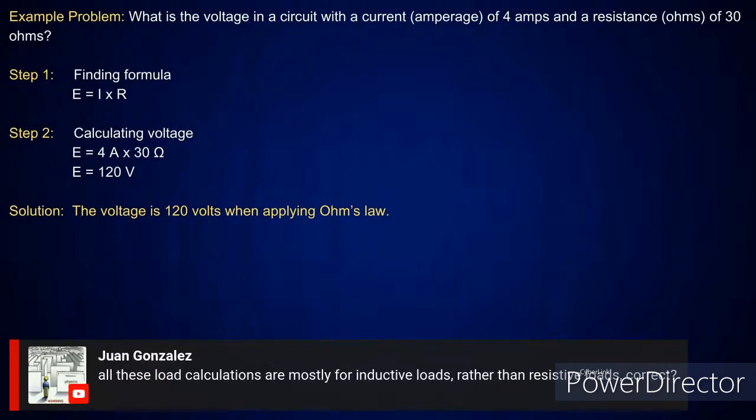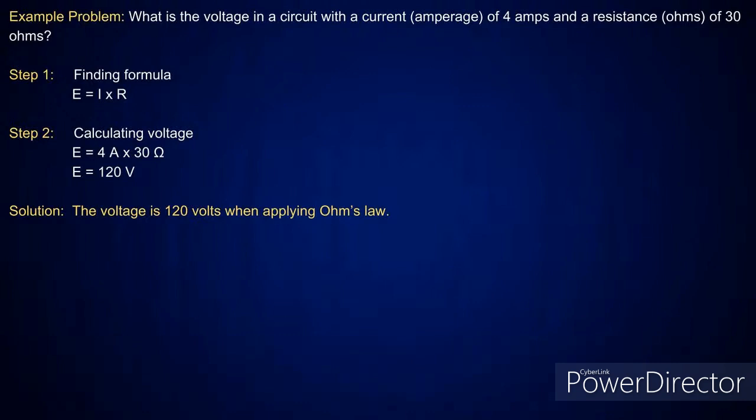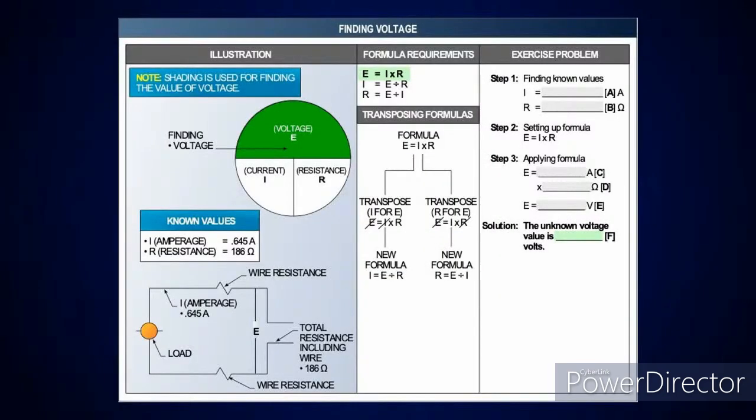Now, it says, what is the load in a circuit where a current amperage of 4 amps and a resistance of 30 ohms? Like I said, you just put your finger over the E, and what do you get? You get I times R, and you take the 4 amps times 30 ohms. That's going to give you 120 volts. It's pretty simple. And you're going to notice we're going to use a lot of the same values as you go through this.